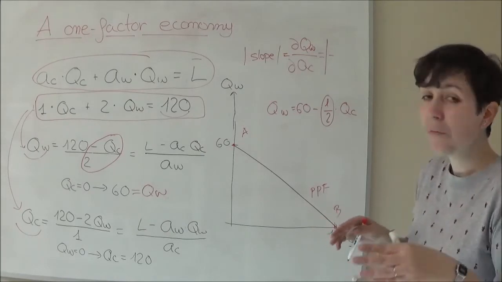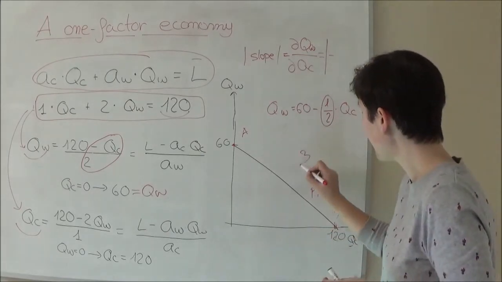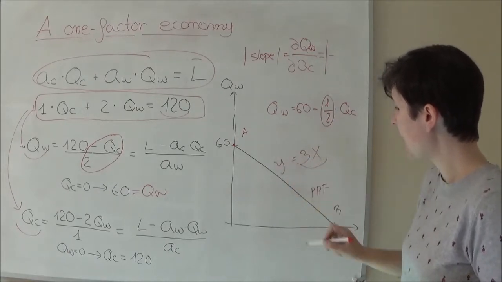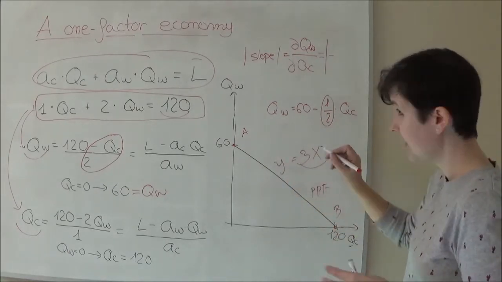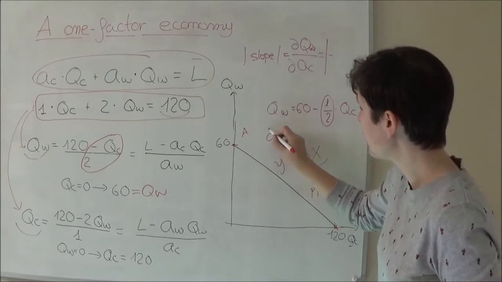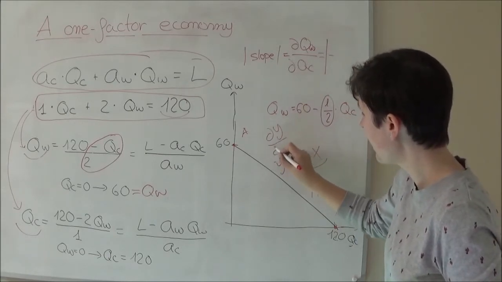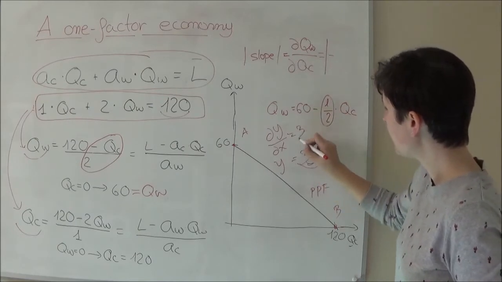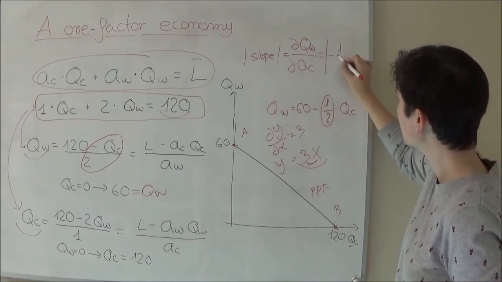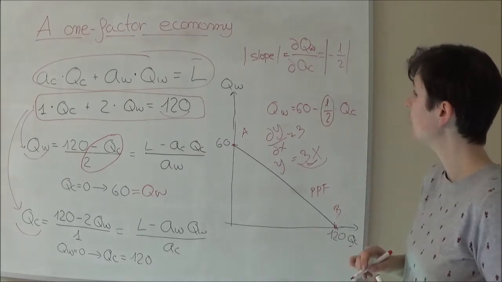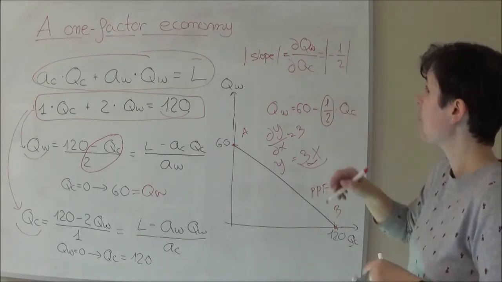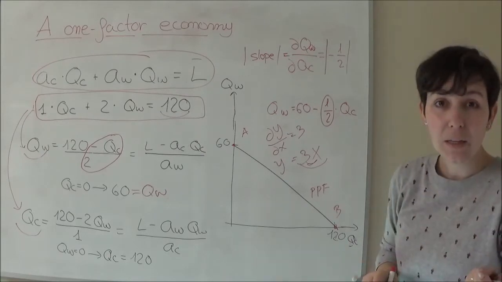The derivative of any variable, 3x. The derivative of this, if this is equal to y, in our notation is the derivative of y with respect to x. It's just the number that is with the x. Here it is minus 1 over 2. Okay, that is the slope. Now in absolute terms, with the positive terms.